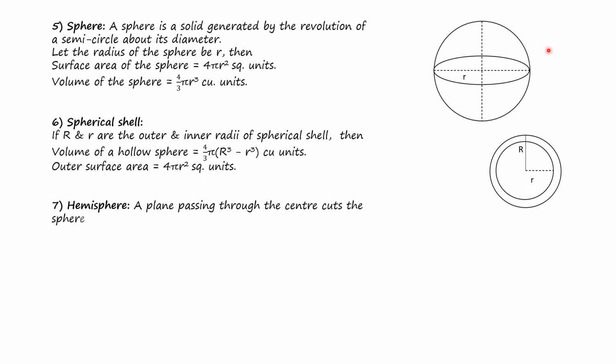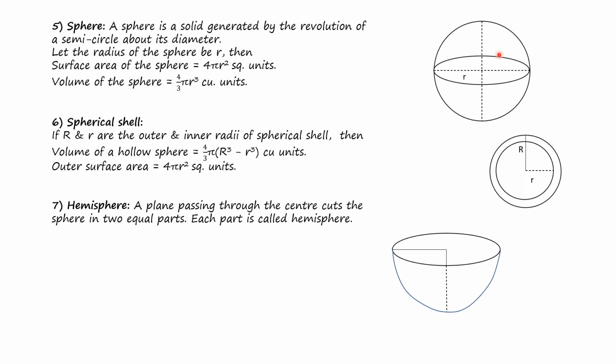Hemisphere. A plane passing through the center cuts the sphere into two equal parts. Each part is called a hemisphere. That means this is a complete sphere. We can take any part, either the upper part or the lower part, or let's say the left part or the right part. One part represents a hemisphere. Let's draw the picture. This picture is like this. That is one part of the sphere.